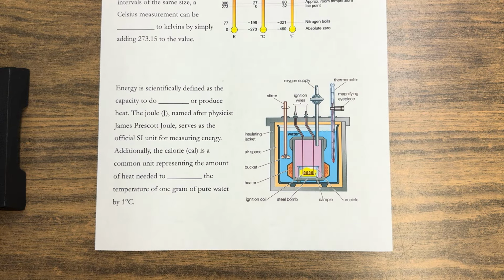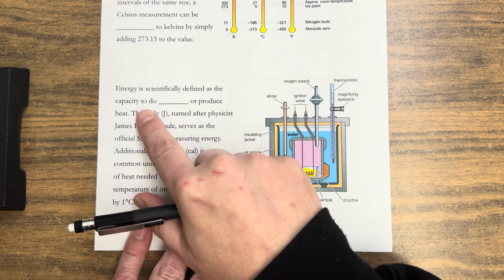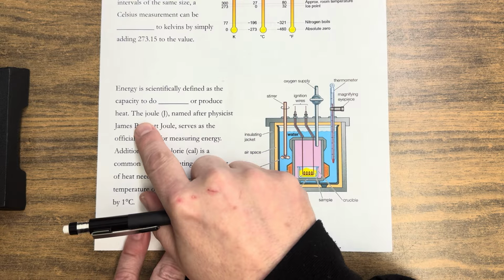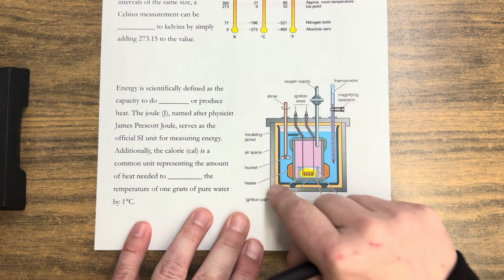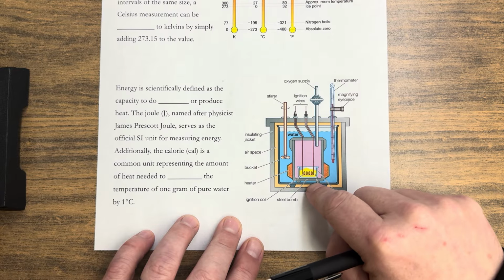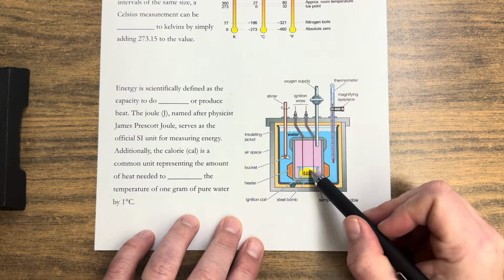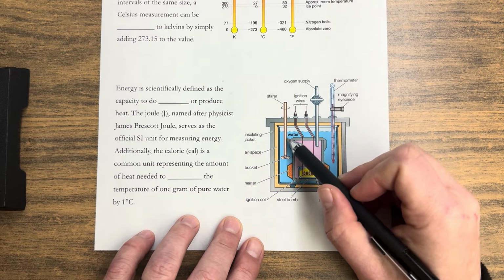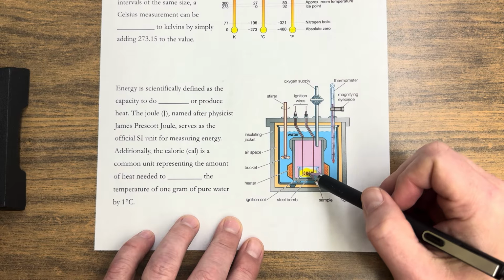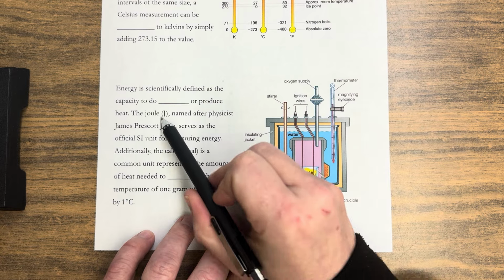All right, last one here is energy. So energy is scientifically defined as the capacity to do work or produce heat. This is a standard apparatus called a calorimeter that you would find in labs, both high school and college. And what it does is it takes a sample of something and heats it in this closed container of water. And as it burns, it heats up the water, and that's going to give us a calculation for amount of energy.